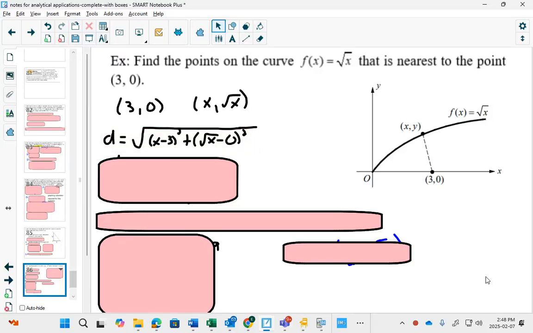And then I have a distance formula, where I could do a squared plus b squared equals c squared. And my distance formula is x minus 3 squared plus the square root of x minus 0 all squared. And I want that distance to be a minimum. So we have to read from this question, nearest to the point, we want the distance between that to be a minimum, so we needed to make an equation that was distance equals.